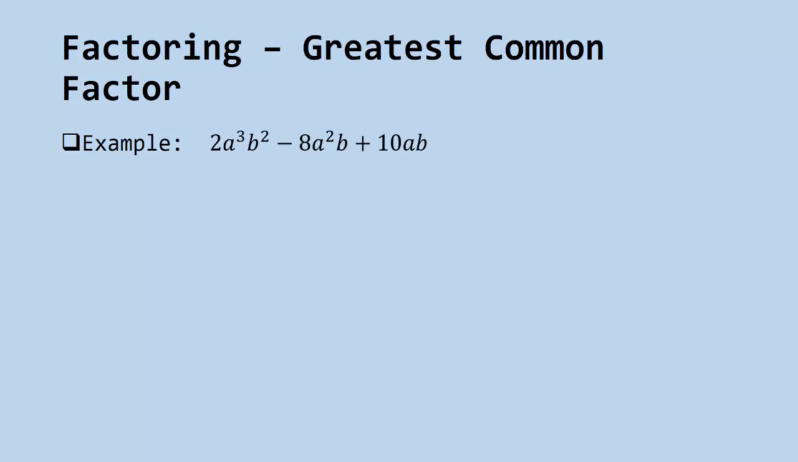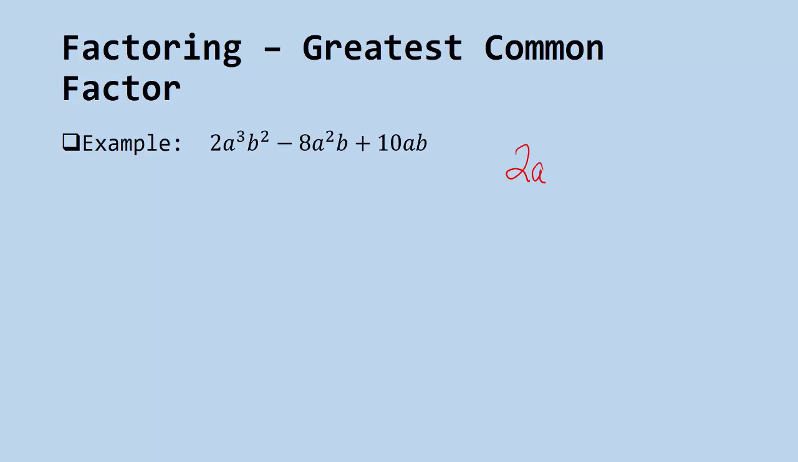Now we're going to do one more example. 2a cubed b squared minus 8a squared b plus 10ab. Now if we take a look at this one, I can see that 2, 8, and 10 have a common number. They're all divisible by 2. So 2 is going to be part of my greatest common factor. Now let's take a look at the letters. Let's look at the a's. A cubed in the first one, a squared in the second, and a in the third. So I can divide all three of these by at least a single a.